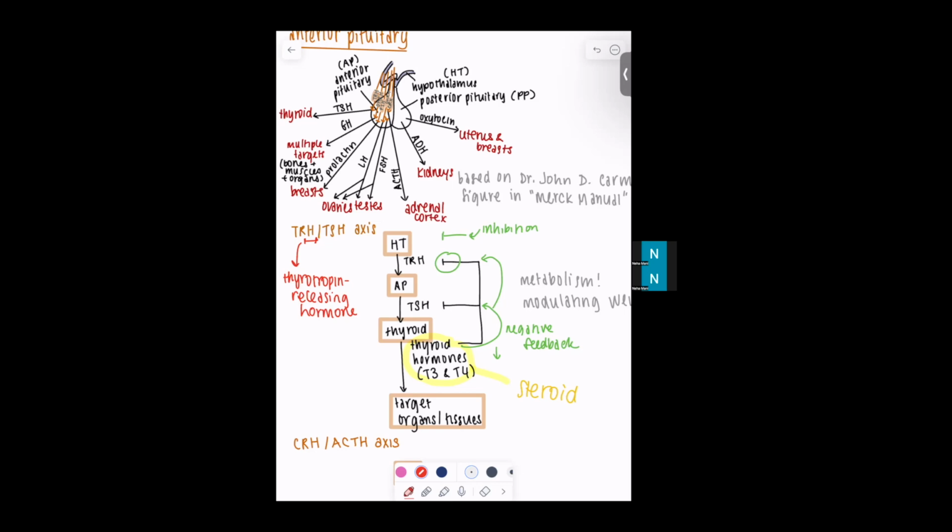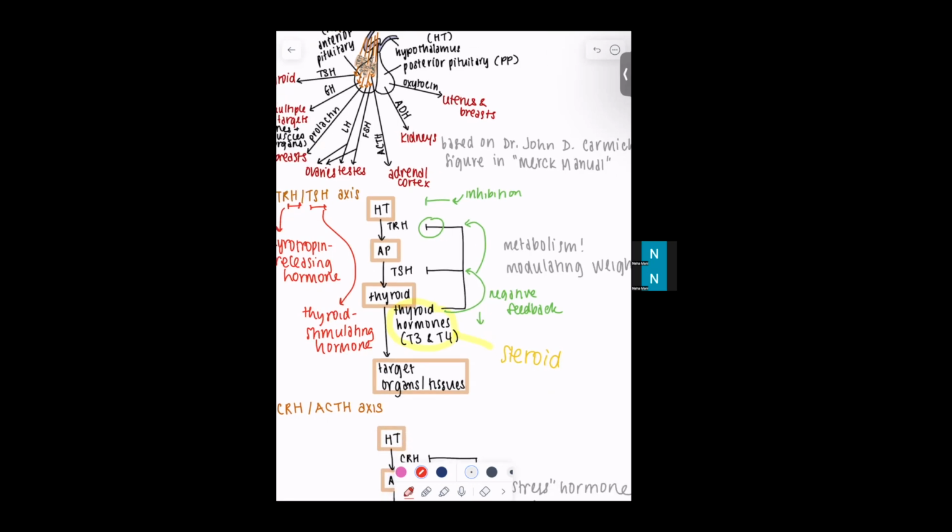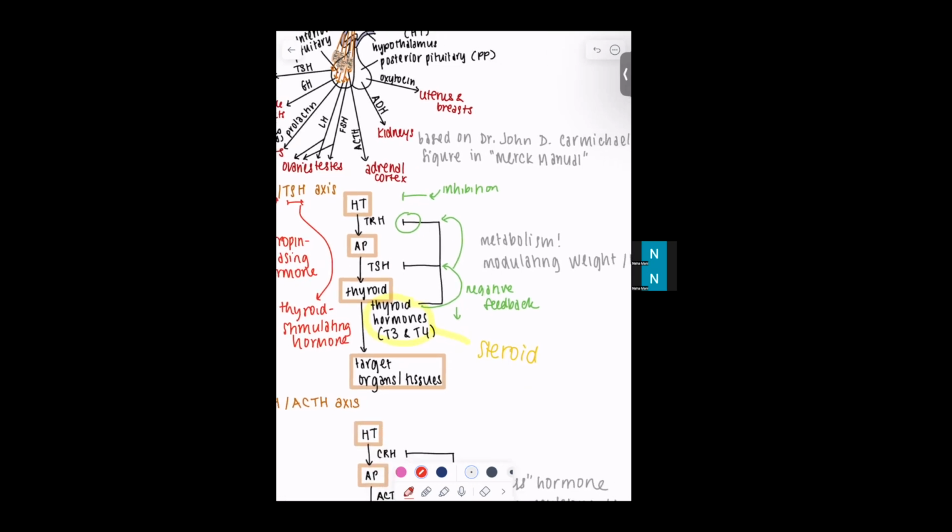And that tells the anterior pituitary that we should probably secrete some stimulating hormone to get the thyroid to start secreting its own thyroid hormones. And so thyrotropin releasing hormone stimulates the anterior pituitary to secrete something called TSH, which is called thyroid stimulating hormone. And as the name suggests, it stimulates the thyroid to secrete thyroid hormones, T3 and T4, which will be secreted to target organs and signal to these organs for a variety of functions.